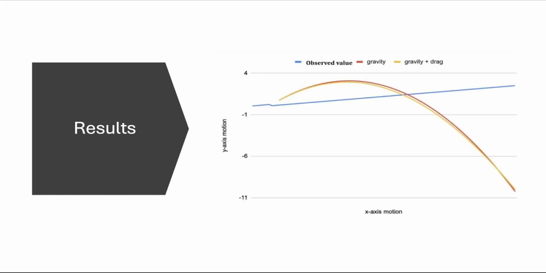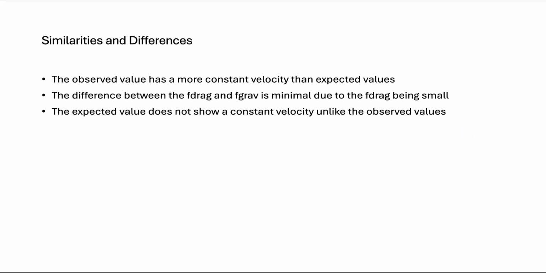Now, here are the results. The similarities and differences: the observed value has a more constant velocity than the expected values. The difference between F drag and F grav is minimal due to F drag being small, and the expected value does not show a constant velocity unlike the observed values.